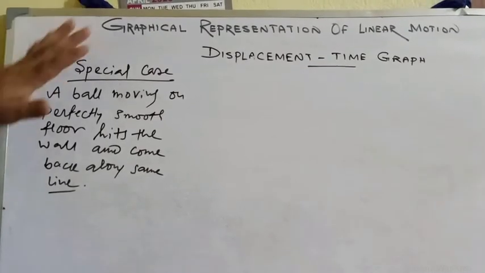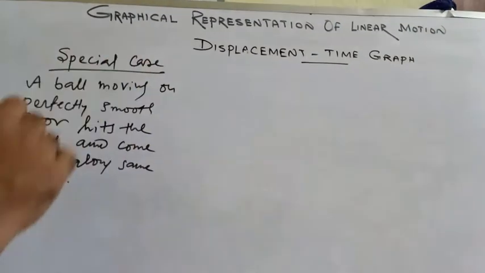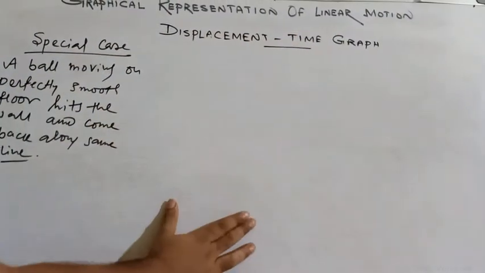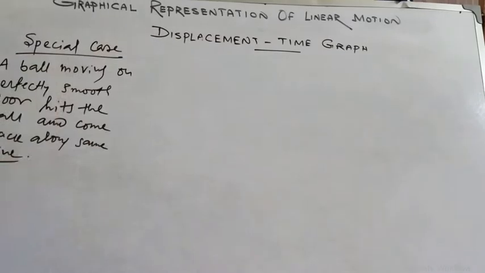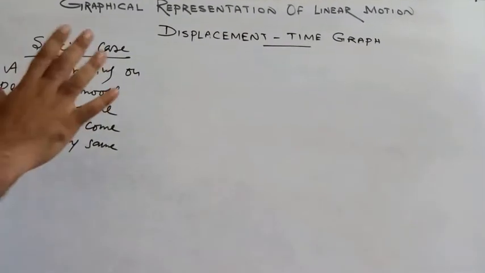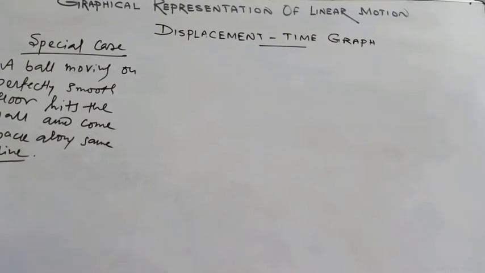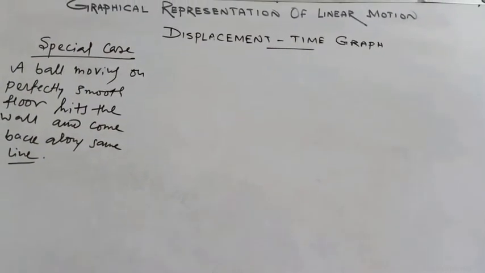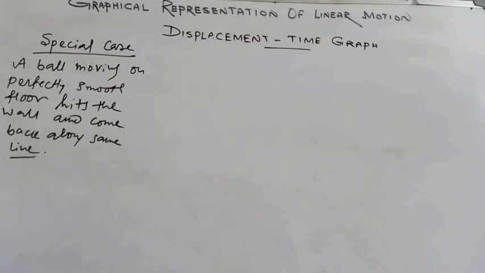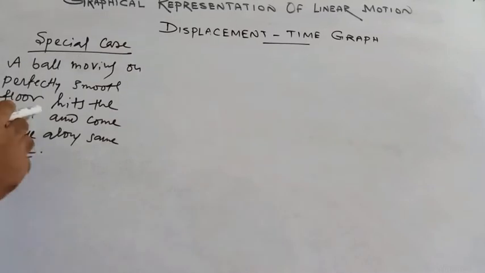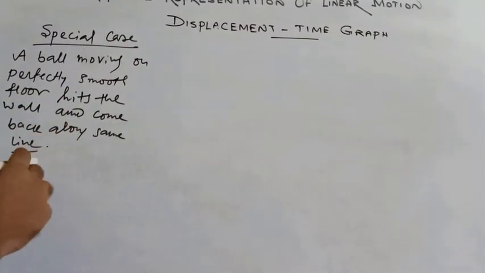So now I will discuss a special case. What is the special case? Special case of displacement time graph. Okay, this is one special case. What is special case here? A ball which is moving on a perfectly smooth floor. Clear? And when the floor is perfectly smooth, there will be no kind of friction, or the friction will be less. I can say least. Okay, and it hits the wall and comes back along the same line.